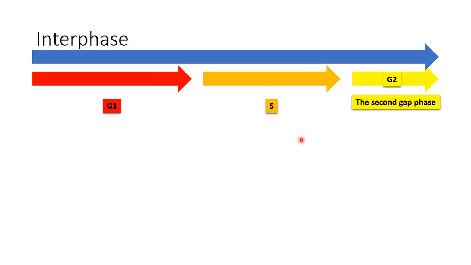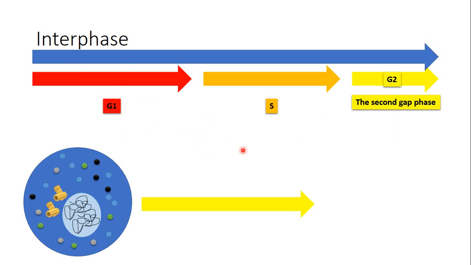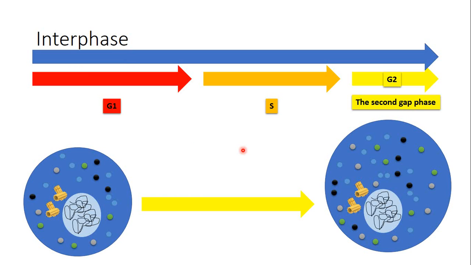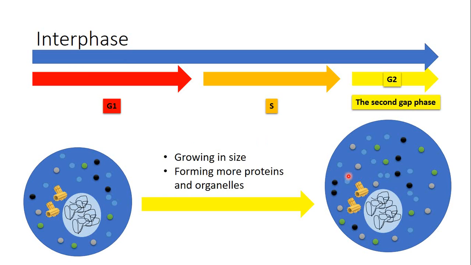The third subphase of the interphase is the second gap phase. As I told you, in the first gap phase nothing important is happening. So the cell is getting bigger, the volume of the cytoplasm is getting bigger, and also there is the forming of more proteins and organelles. This is the second gap phase. At this point, we are at the end of the interphase. The interphase is exactly identical between the meiosis and the mitosis, so nothing changes between meiosis and mitosis in the interphase.